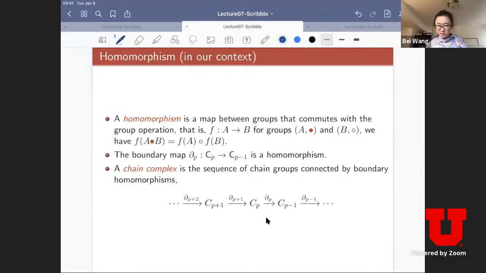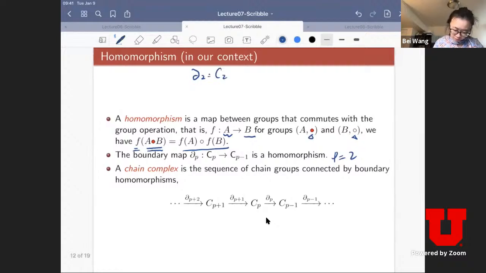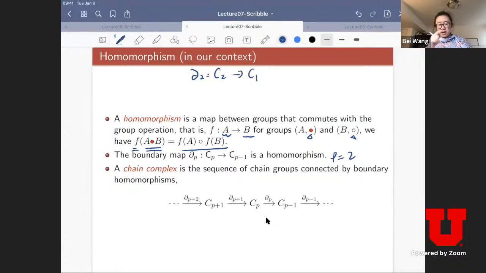A homomorphism is a map between groups that commutes with the group operation. If I have two groups, A and B, with a map between them where each has some sort of operation, we're saying that applying the operation in the first group and then mapping is equal to applying the map independently and then the operation in the second group. So how do I make it precise? We only care about the boundary map. So let's say the boundary map is a homomorphism. Let's say p is equal to 2, so I'm talking about the boundary map for 2-simplices. So sigma 2 maps C2 to C1. Right now I put a dimension there, but sigma 2 is a boundary operator over linear combinations of triangles.